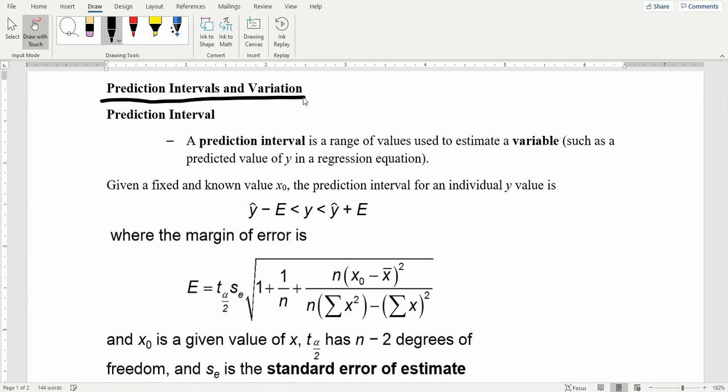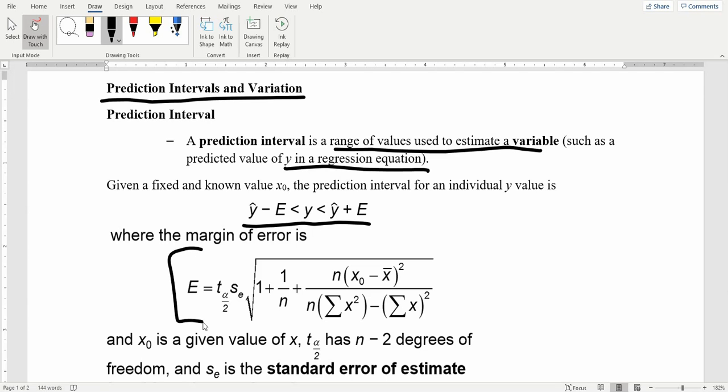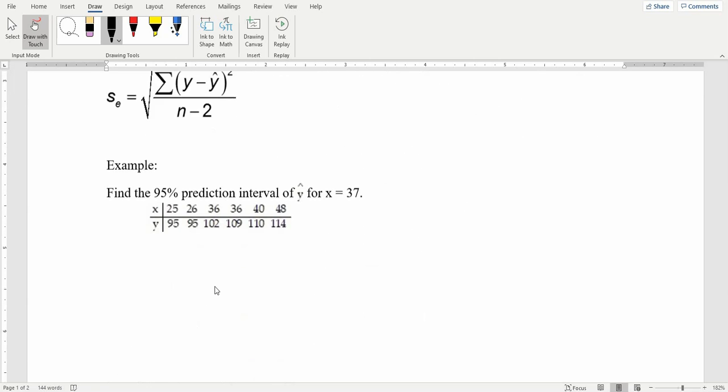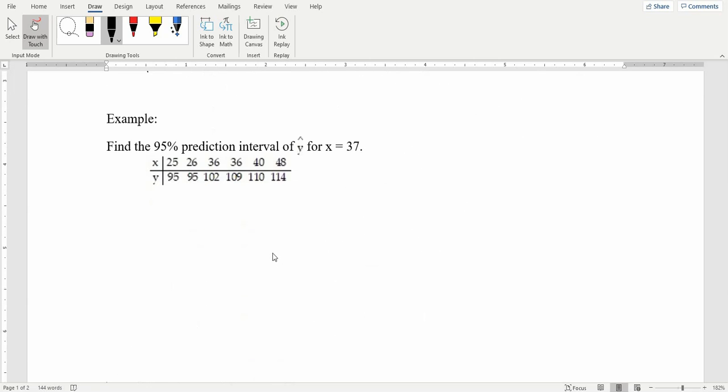Prediction intervals and variation. A prediction interval is a range of values used to estimate a variable, such as the y in a regression equation. Hopefully we're continuing on from previous lessons or videos that you may have watched on regression. This is the prediction interval, kind of like a confidence interval, except this is a really bad looking formula for the margin of error, and there is no way I will be doing that by hand. Got that? I'm going to use StatCrunch and StatCrunch only.